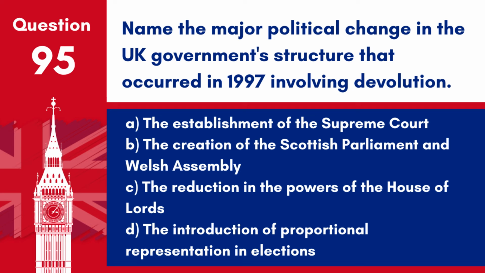Question 95. Name the major political change in the UK government structure that occurred in 1997 involving devolution. A. The establishment of the Supreme Court. B. The creation of the Scottish Parliament and Welsh Assembly. C. The reduction in the powers of the House of Lords. D. The introduction of proportional representation in elections.